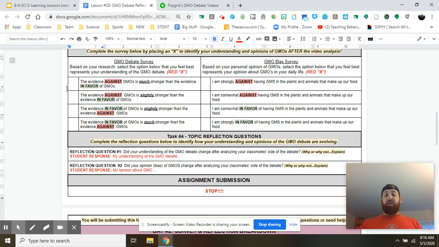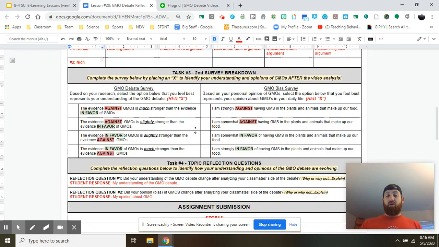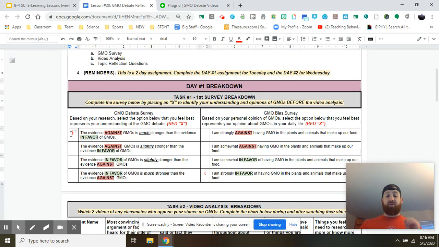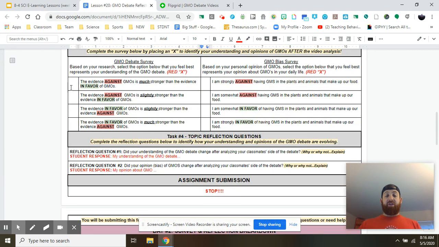Task 3 is the same survey as before. This is where you're going to be saying to yourself, did my thinking of GMOs change in any way? Okay, so before, the evidence was very much strongly against, or I was very much in favor. If you're in the same spot, nothing wrong with that. If you're somebody who's like, ooh, maybe the evidence isn't as strong as I thought, or ooh, maybe I'm not as strongly opinionated as before, that's okay too. This is about where is my understanding of GMOs and my bias now that I've looked at the other side. Okay. Again, this isn't a competition, right versus wrong. This is, what do I know?